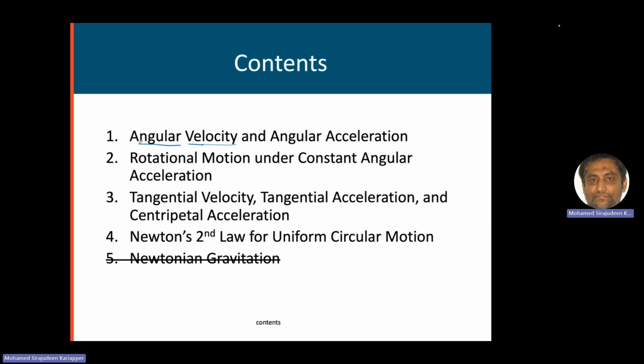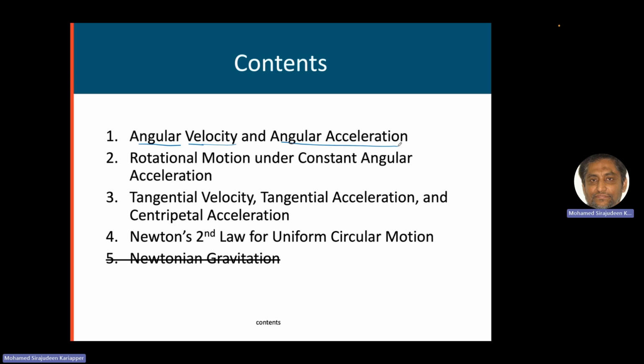So rotational motion, what changes? Something is rotating in the same place, fixed axis. So it is not going anywhere. X is not going to change. Y is not going to change. What is going to change is the angle of rotation. So angular velocity. Then we will define the acceleration, angular acceleration.